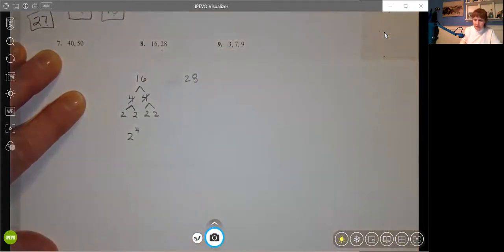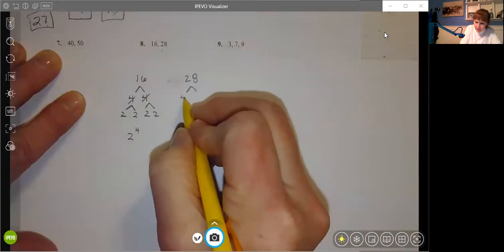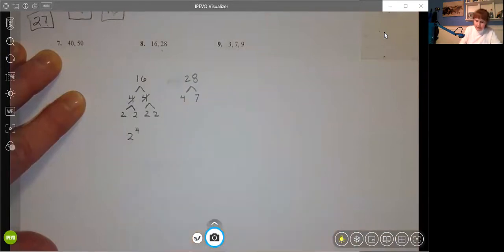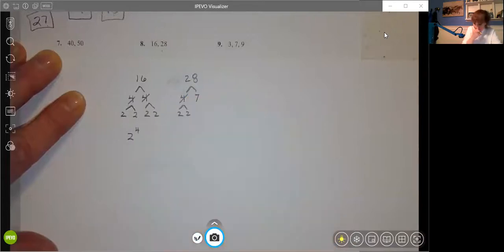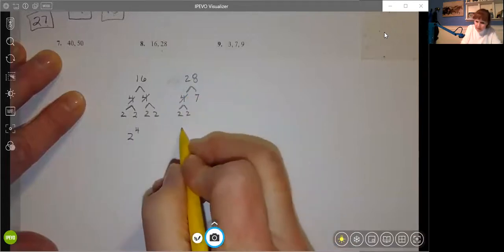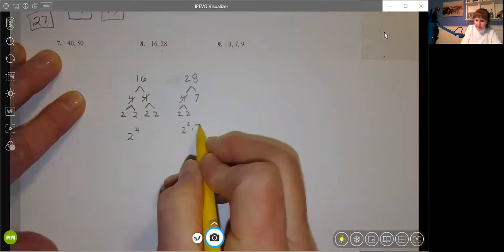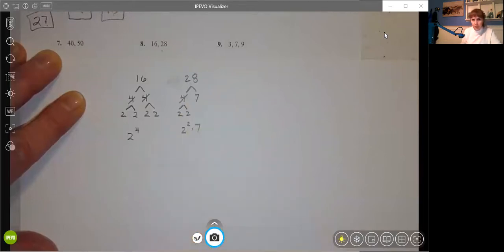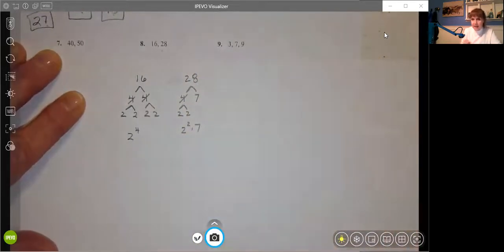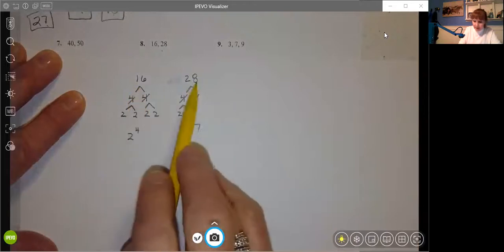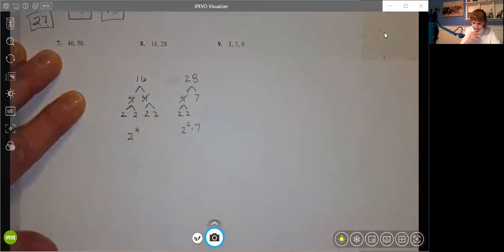All right, let's go to the 28. 4 times 7 is 28. 2 times 2 is 4. So this leaves us with 2 squared times 7. Perfect. So what would both of these go into? What would be a common size piece to rewrite these fractions with these denominators?